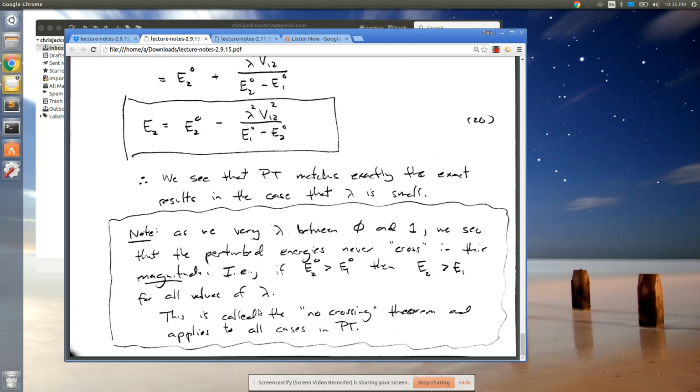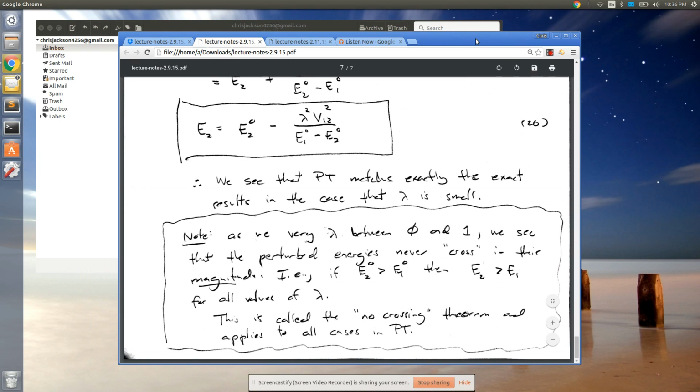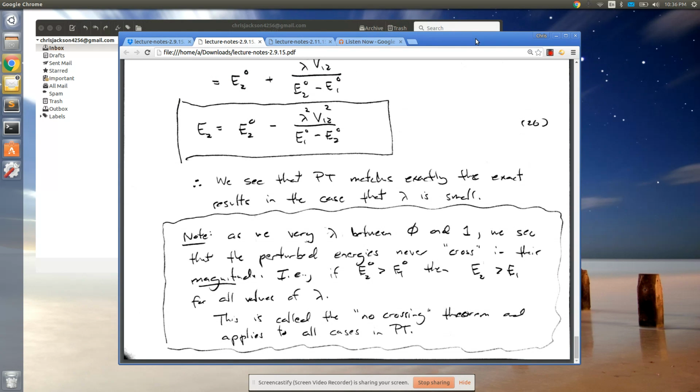That was our first kind of experience with perturbation theory, and we see that we're matching onto the exact theory when we expand it.